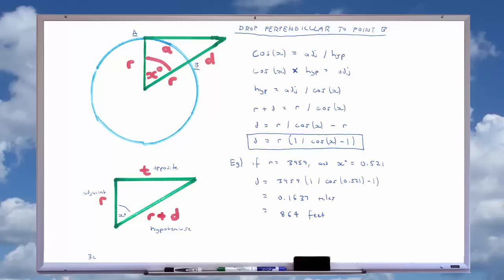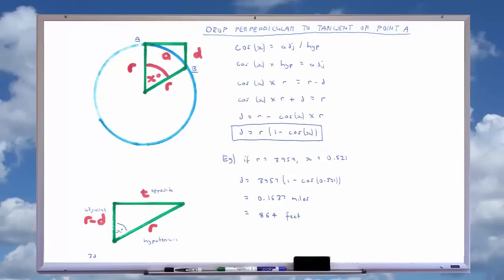From the earlier example, we know that the angle x equals 0.521 degrees across a distance of 36 miles. By plugging these values into the formula, we get d equals 3959, open bracket, 1 divided by cosine 0.521 minus 1, close bracket, which equals 0.1637 miles, which equals about 864 feet. This means that the Earth at point B, 36 miles from point A, ought to have dropped 864 feet from the tangent perpendicular to the Earth at point B. We'll return to this later.